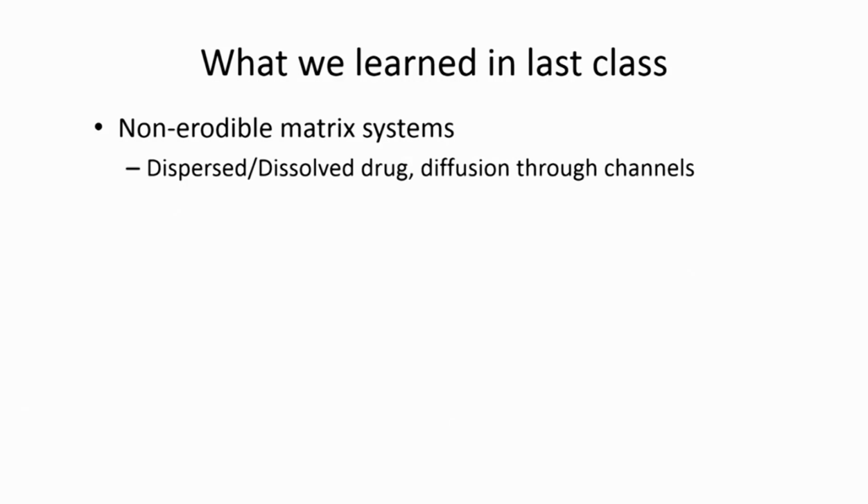In this we discussed there are 4 cases, and in the last class we discussed the last 2 cases. Essentially, in non-erodible systems you can have systems where the drug is either dissolved or dispersed, and then the other scenario is where the drug diffuses out throughout the matrix or through the channels. We discussed the first 2 first, where the drug is either dispersed or dissolved, but is coming out through the entire system.